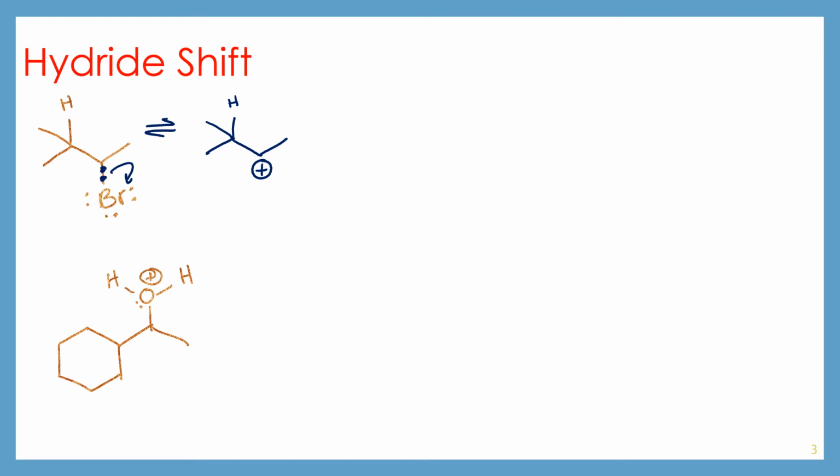Now, looking at the secondary carbocation, secondary is pretty good, but remember that our preference of carbocations is tertiary is better than secondary, is better than primary, which is much, much better than a methyl carbocation. So anytime that you form a carbocation, you should always ask yourself, is there a possibility that I could make a better one? And in this case, we can.